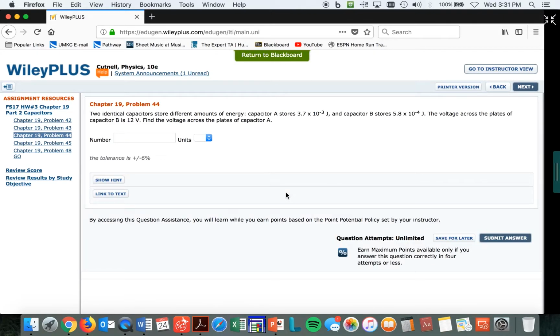44. Two identical, oh, this is kind of fun. Two identical capacitors store different amounts of energy. Interesting. Capacitor A stores this much. Capacitor B stores this much. Now remember, the C is the same. The voltage across the plates of capacitor B is 12. Find the voltage across the plates of capacitor A. Again, they're identical capacitors, but they store different amounts of energy.